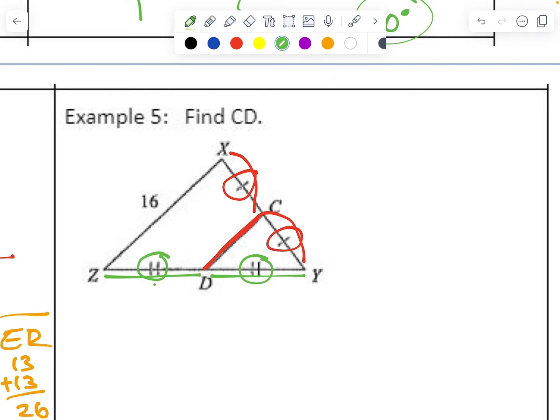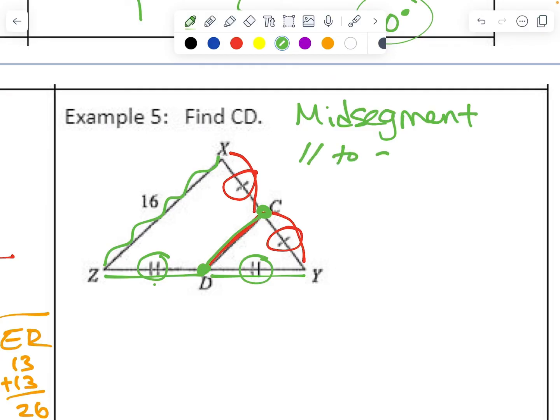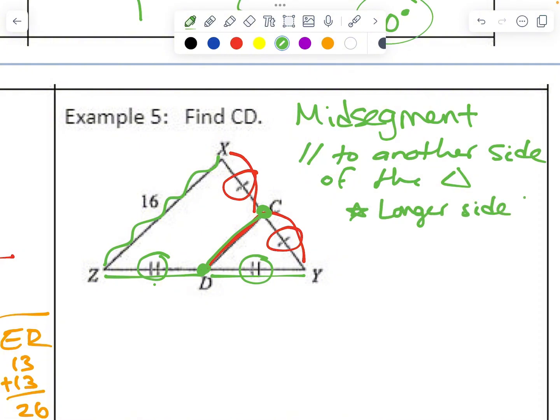Now what we have is a segment connecting the middle of one side to the middle of the other side. And so that means this is going to be mid-segment. When we want to write a rule, we can say parallel to another side of the triangle, and we can say that the longer side is 2 times the shorter side.